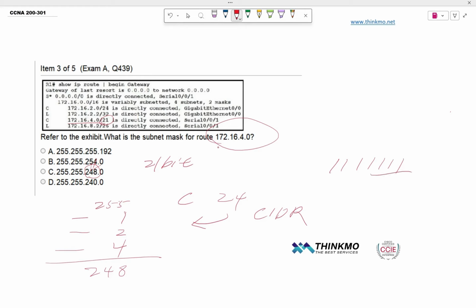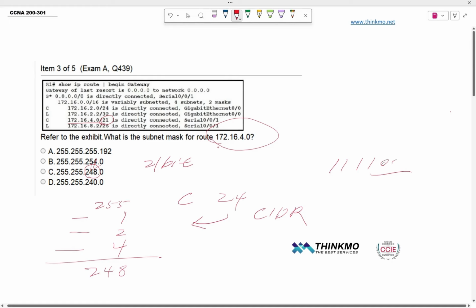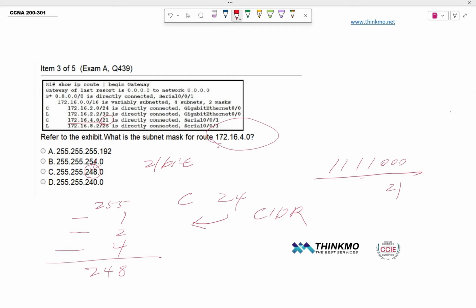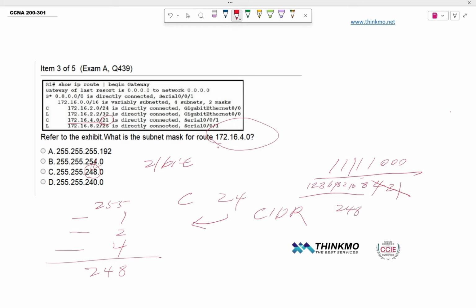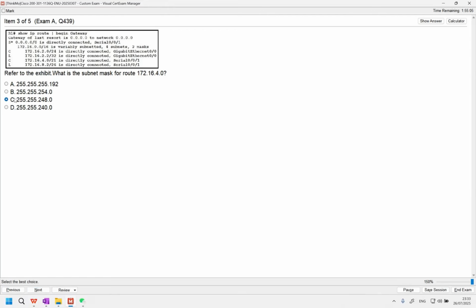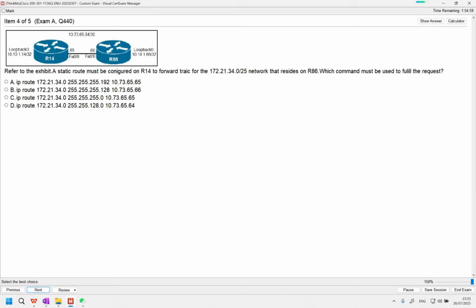After these 3 bits are borrowed, you have to set them to 0. After writing zeros, what do these 8 values represent? 2 to the power of 0 is 1, 2 to the power of 1 is 2, then 4, 8, 16, 32, 64, 128. If we add up these numbers but leave out those 3, you get 248. So the correct answer is C. Let's look at the correct answer. Choose C.